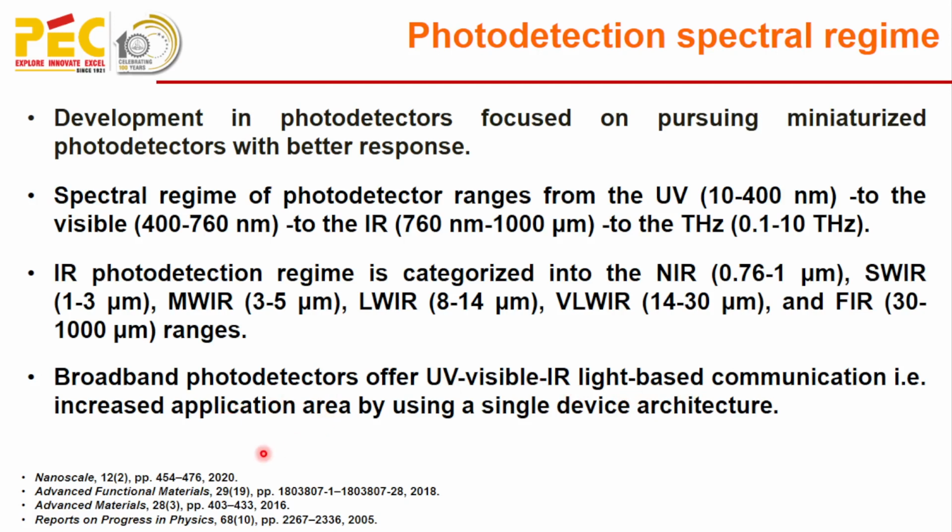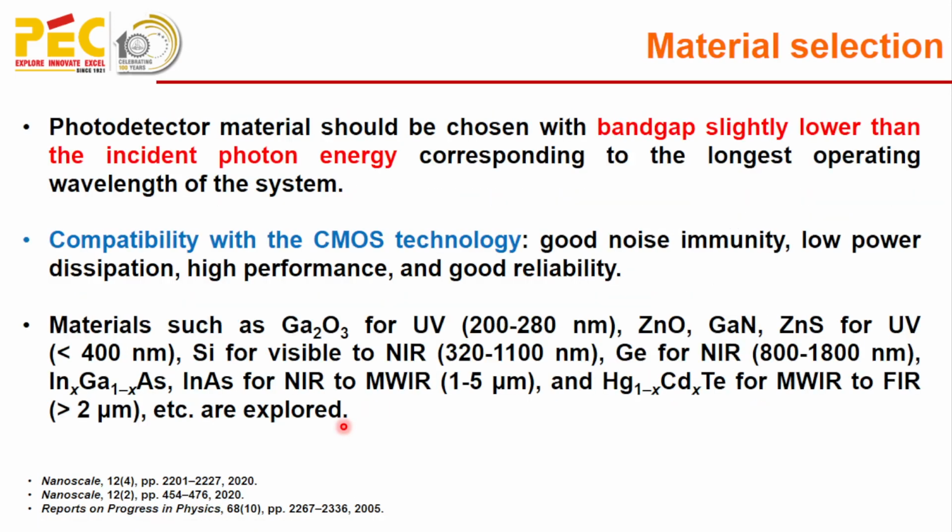Till date, much effort has been done in development of the single broadband photodetectors based on the quantum well and the quantum dots. However, these devices will suffer from the short detection range and relatively slow speed. So, both the choice of the photosensitive material and the device structure are important for the high performance of the photodetector. Ideally, photodetector material should be chosen with energy band gap slightly less than the incident photon energy, which will correspond to the longest operating wavelength of the system. And this will give the high absorption coefficient to ensure the good photo response and low dark current density.